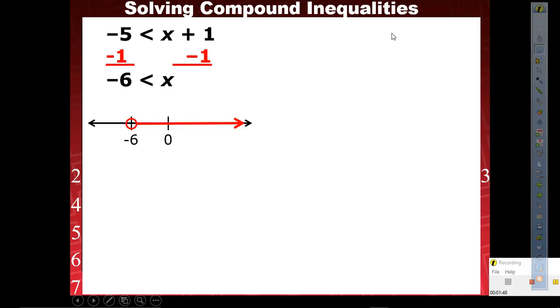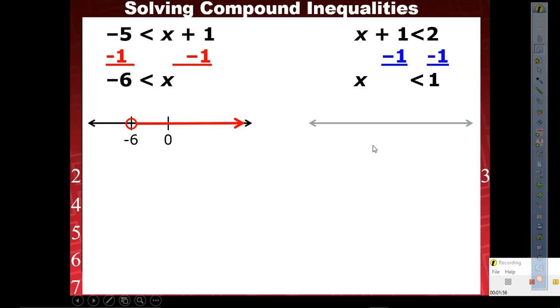From there, if I was to ask you to solve this one, we also subtract 1, and we're left with x less than 1. To graph that, here's my number line. 0, the dividing point is 1. It's an open point because it doesn't have the equal sign. And it says x is less than 1. What numbers are less than 1? Right, everything to the left. So there it is, okay?